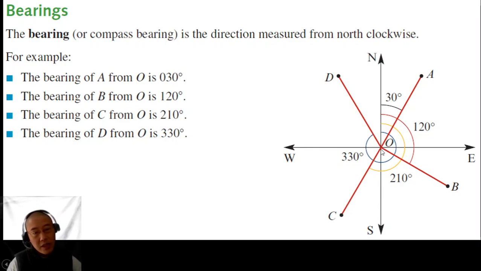Notice, for C, for example, the bearing of C, that is the arc in yellow, that's 210 degrees, and you don't need to specify the directions because by default the positive direction is going to be clockwise from straight north.